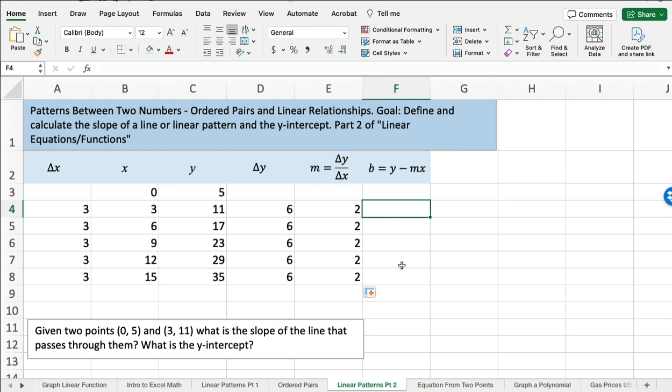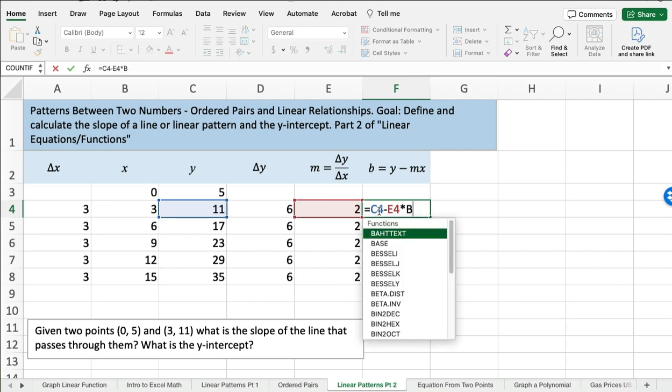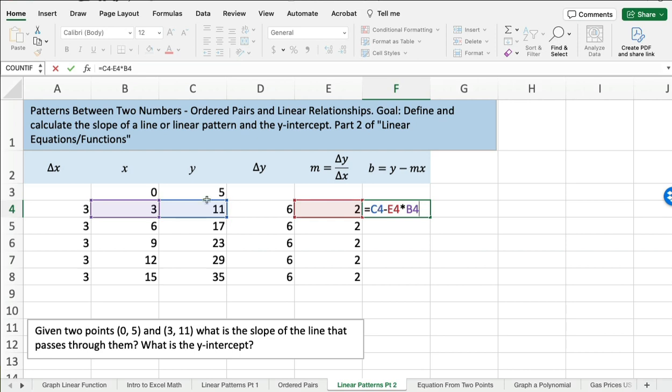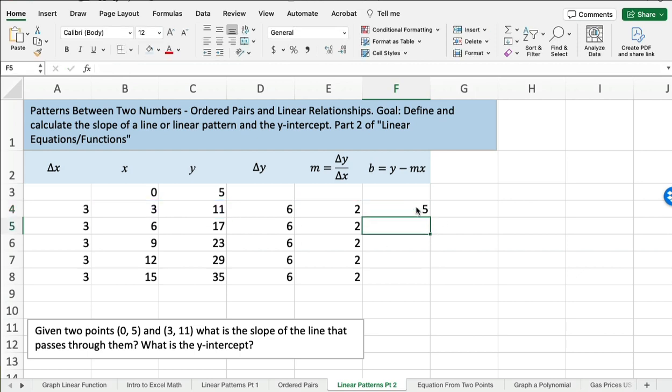Now let's calculate the y-intercept, which is our lowercase b. That's going to be equals, and I start with the y value, which is in C4, and I'm going to subtract from that the slope, which is in E4, times the x, which is in B4. Let me take a look at that to make sure I have the correct cells. Yes, the blue is the C4, and then minus m times x. There we go. Hit enter. And I'm going to select that and fill down.